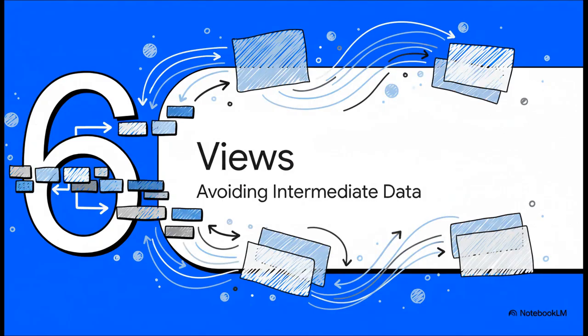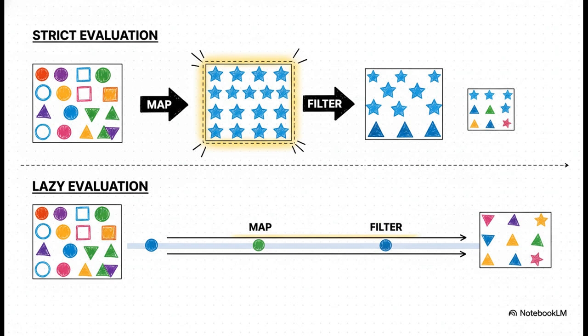And finally, let's talk about a really crucial performance optimization. This is a pro tip for when you're chaining a bunch of operations together on really, really big collections. We're talking about views. Okay, so by default, every operation you do on a collection is strict. Let's say you have a list with 1,000,000 items, and you do a map and then a filter. What happens is Scala builds a brand new intermediate list of 1,000,000 items after the map, and then it builds another new list after the filter. That can be a huge waste of memory and time.